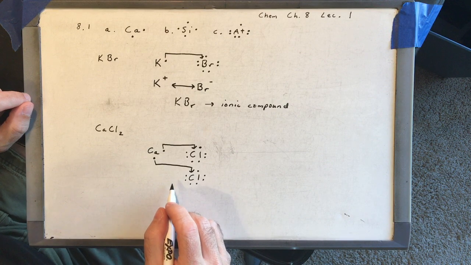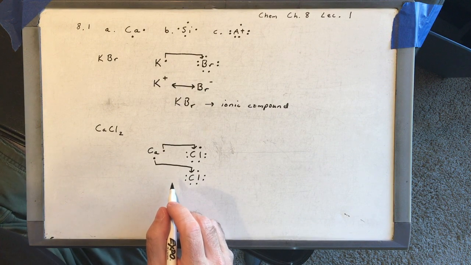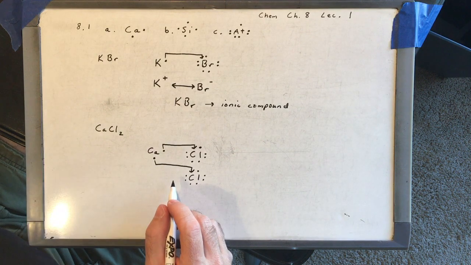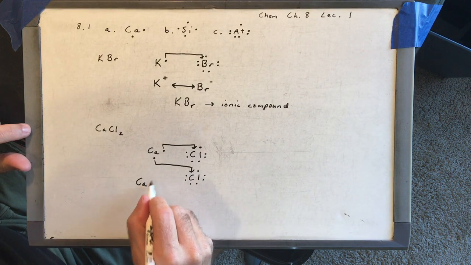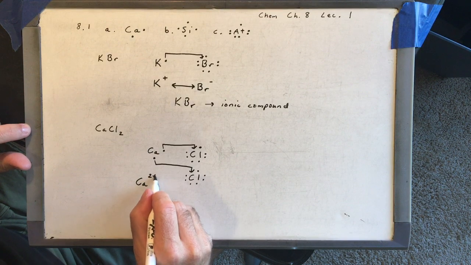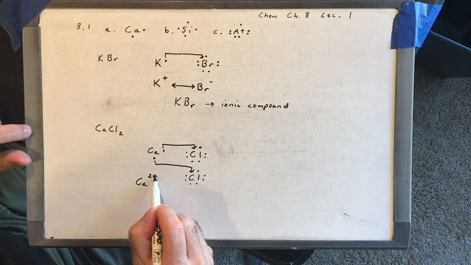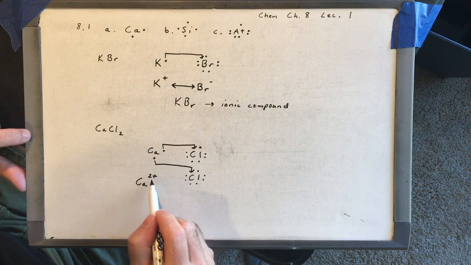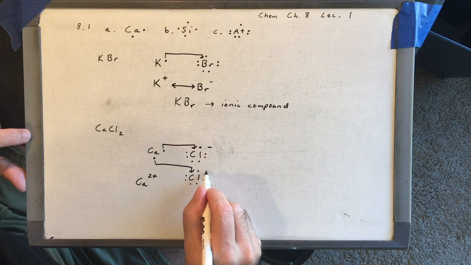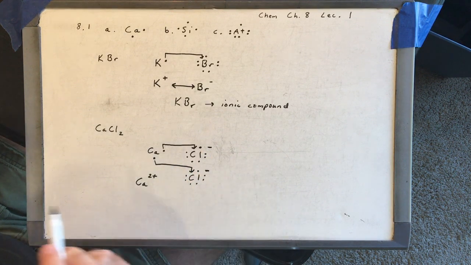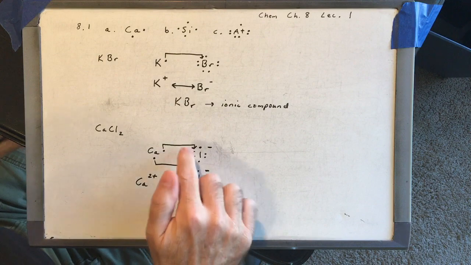So calcium ends up losing 2 electrons, so it has a 2+ charge. You do need to put the plus and the minus second if there's a number. You'll learn about why in chapter 16. And this chlorine becomes a -1 charge, and this one becomes a -1 charge because it gained an electron.